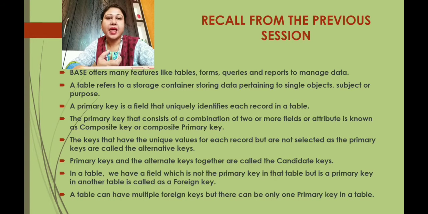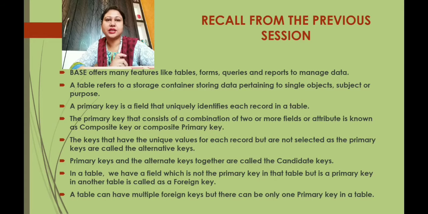All right, then if in a table we have a field which is not the primary key in that particular table, but is a primary key in another table, then that key is called a foreign key. Say for example, we have two tables. In the first table we have roll number as a primary key, and in the second table we have admission number as a primary key. So in the second table the admission number can be called a foreign key. Then we had also gathered knowledge that a table can have multiple foreign keys, but there can be only one primary key in a table.